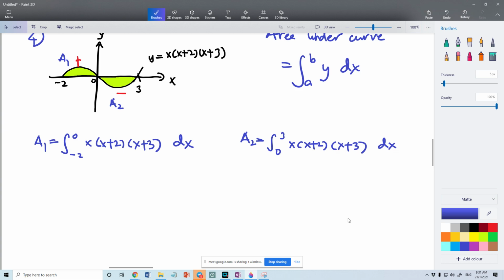Okay, equal. We expand this. Now we try to expand this. So you get what? Negative 2 to 0, x. Hold on, expand the quadratic first. Then it's easy to expand. So you get what?